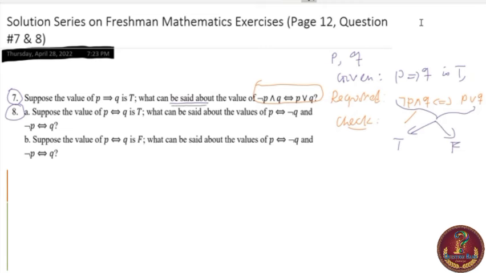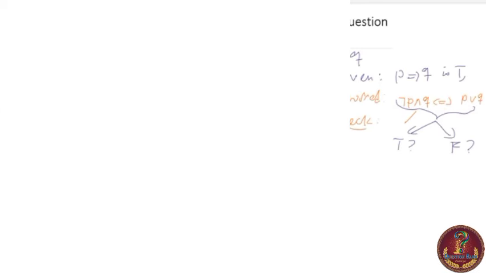What can be said about the truth value? This is the question. Because it is a proposition, it will be either true or false. We are going to determine whether it is false or true. P implies Q is true. Okay. This given information will help us to determine the truth value of the negation of P and Q by implies P or Q. How do we do that?